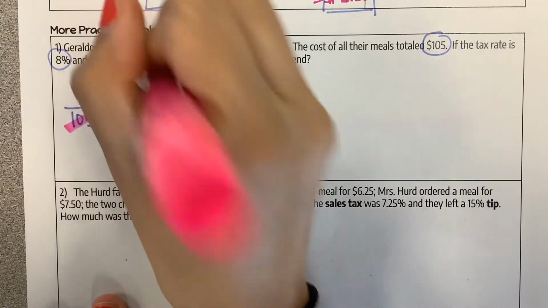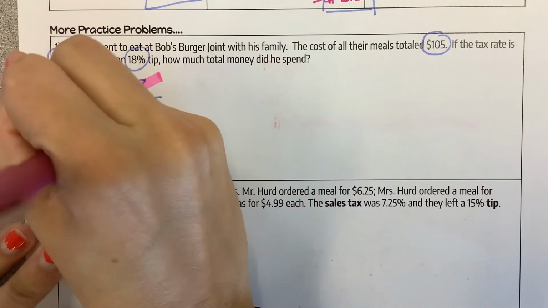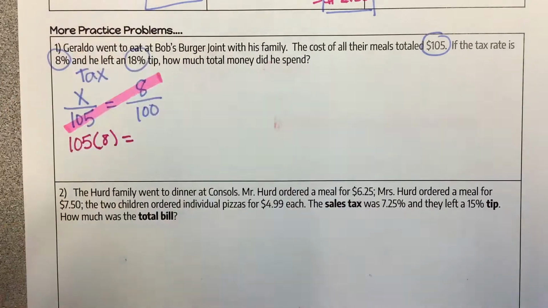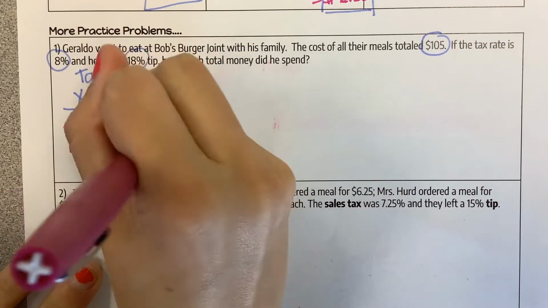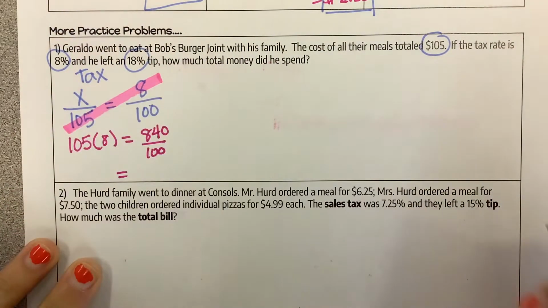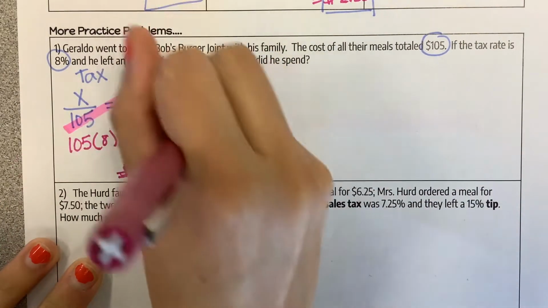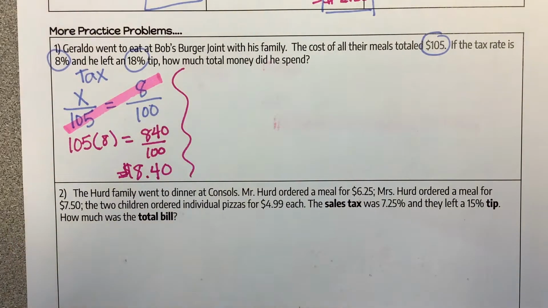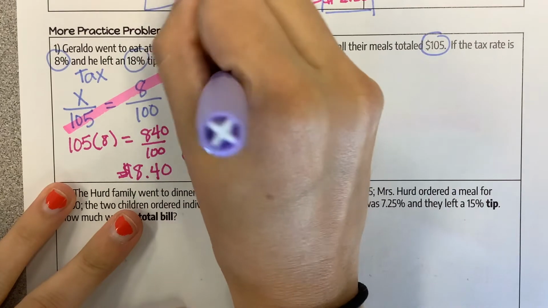I'm going to multiply the two numbers in the diagonal. So I am multiplying 105 times 8, which is 840. Divide that by 100, and we get 8.4, or $8.40 for the tax. When we are doing the tip, I am not adding that tax to the original amount. It's still out of the $105. So let's calculate our tip.